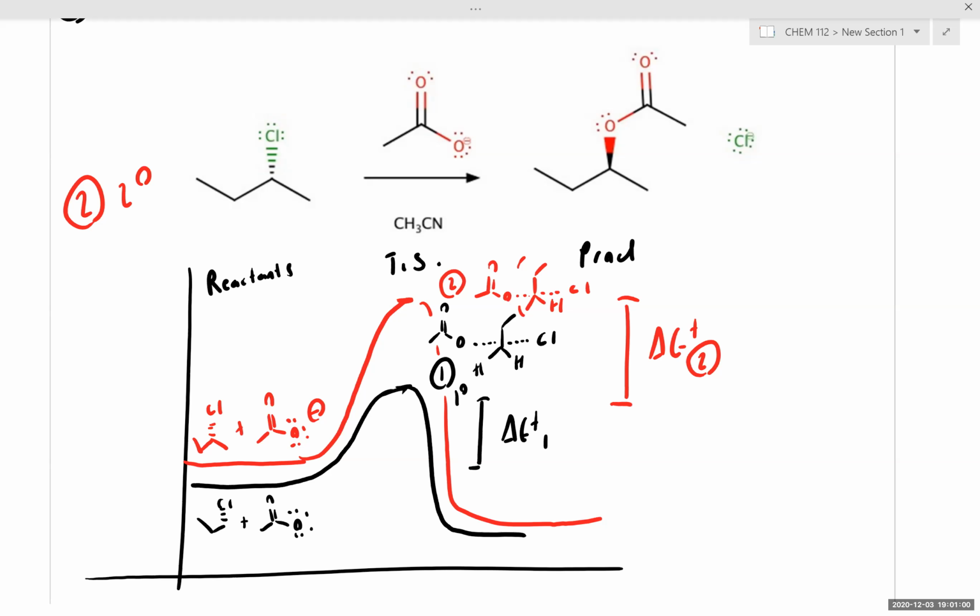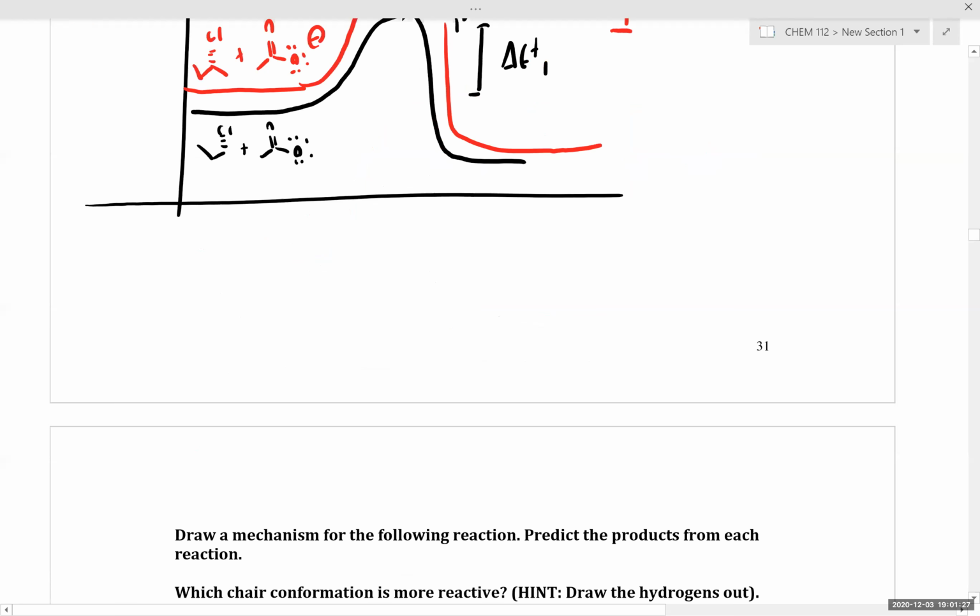So in summary, the more hindered our substrate, the slower the rate of reaction. The reason for that is the more steric hindrance we have, the higher energy our transition state is, the harder it is for us to access our transition state, and the lower the rate of reaction. Does that make sense to everyone? Okay, so let's keep going now.